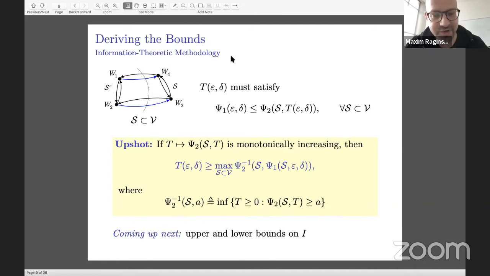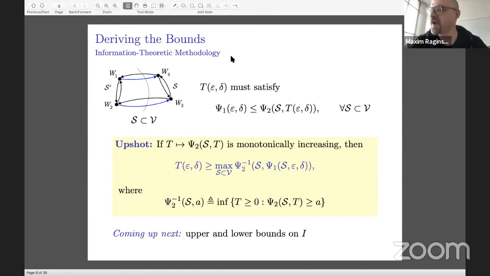And if this function is monotonically increasing, then we can simply invert this C2 and get our lower bound, right? So clearly, this is just pushing notation around, pure abstraction. So now everything really hinges on being able to come up with these bounds. So how are we going to do this?